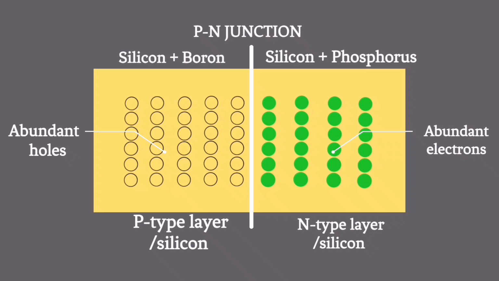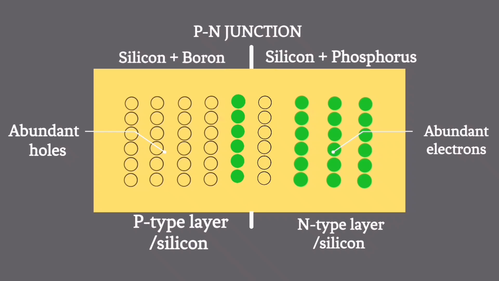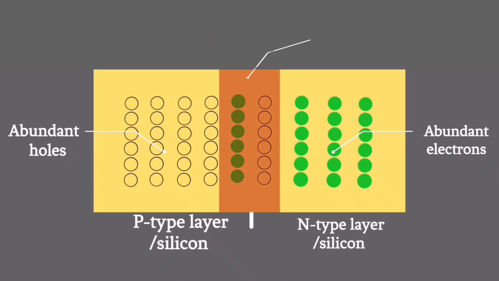At the junction between the N-type and the P-type layers, an electric field is automatically established due to the movement of electrons and holes across each other. This is known as the depletion region.